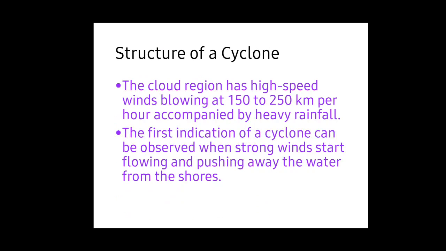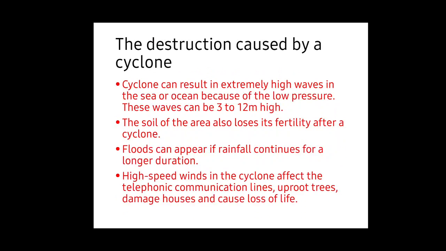The cloud region has high speed winds blowing at 150 to 250 km per hour, accompanied by heavy rainfall. The first indication of a cyclone can be observed when strong winds start flowing and pushing away the water from the shores. And what could happen if a cyclone crosses our area? What destruction may be caused?